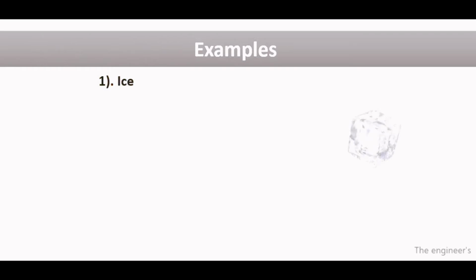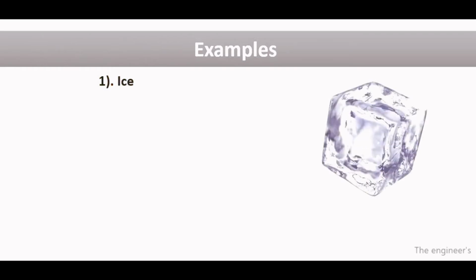Our first example is ice. Consider there is one ice cube. So tell me how many phases the ice cube has. Obviously the ice cube is in solid form, so the number of phases is 1, that is P is equal to 1. And tell me now how many components the ice cube has. The ice cube is made of water, so that is H2O. So obviously the number of components is also 1.